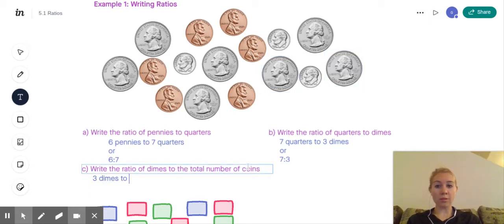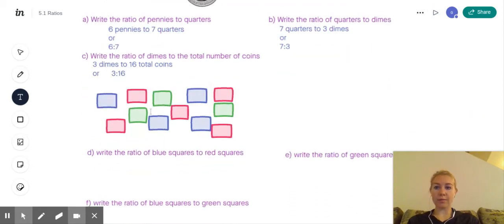Now the total number of coins. We're going to count all of them, including the dimes, because dimes are part of the total. So 1, 2, 3, 4, 5, 6, 7, 8, 9, 10, 11, 12, 13, 14, 15, 16. 3 dimes to 16 total coins. This is an example of a part to whole ratio because we're comparing the dimes, which is a part, to the whole, which is all of the coins. So we could write it 3 dimes to 16 total coins, or we could have written it 3:16. 3 to 16.